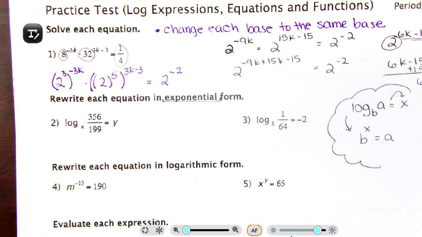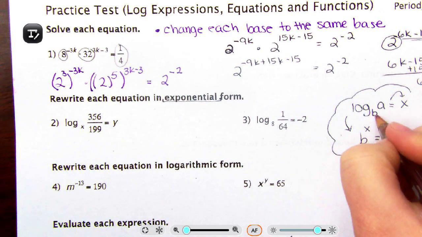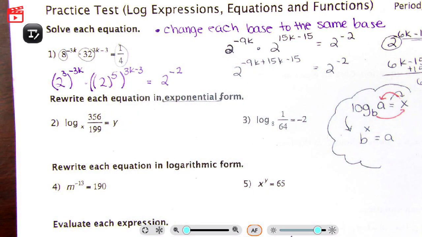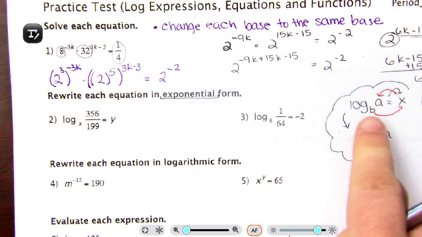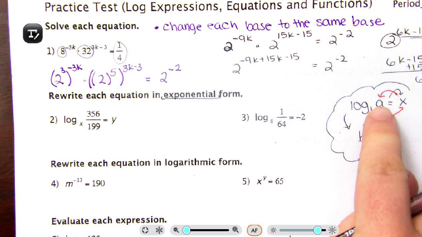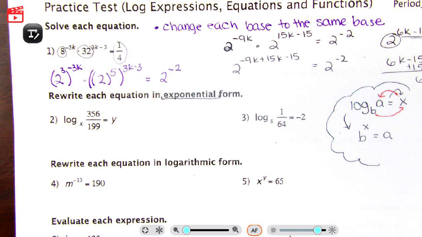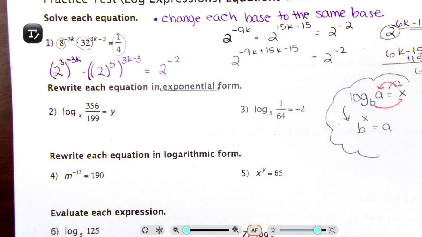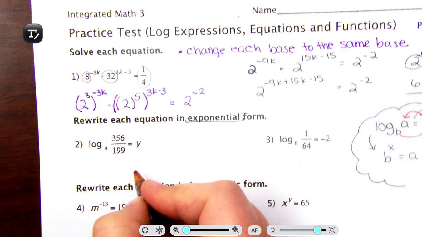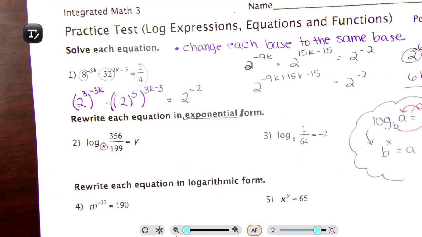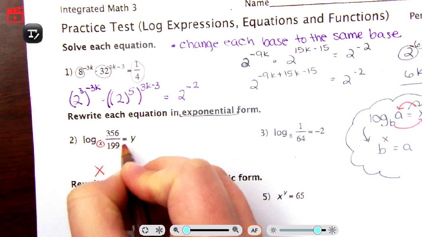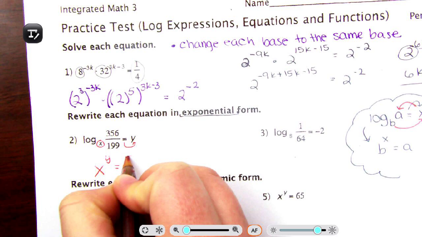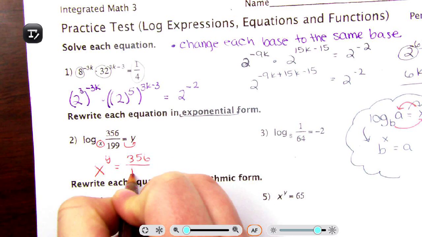Sometimes you'll see it drawn out this way. So here's your base, here's your exponent, and here's your of. Okay. So base exponent equals a. You can kind of see it that way as well. All right, let's get started. So how do we write this? Here's your base. So my base is x. Here's your exponent of y. And then you have 356 divided by 199.